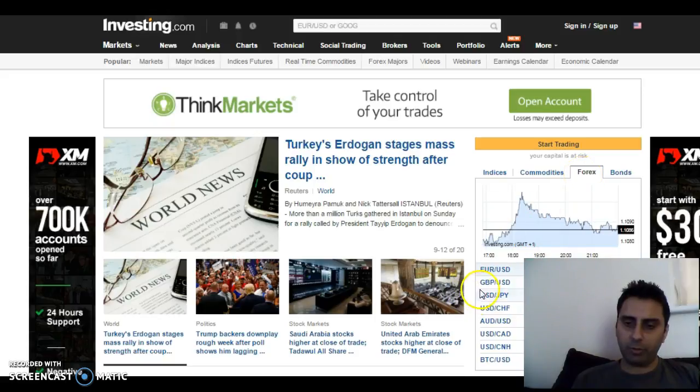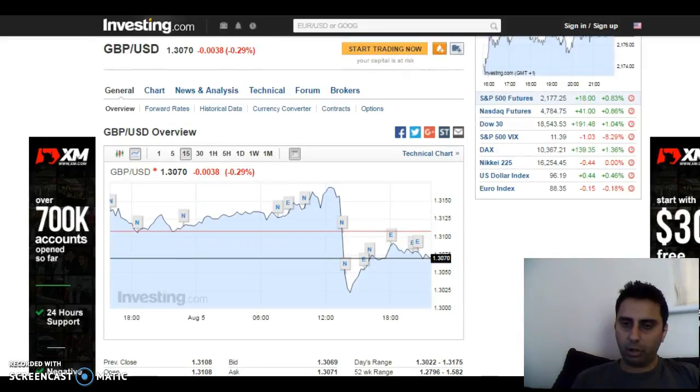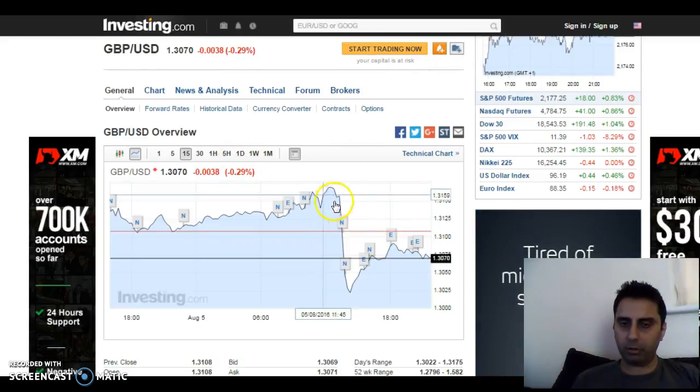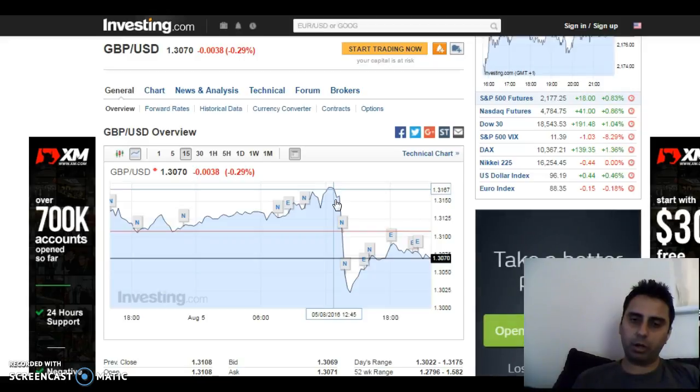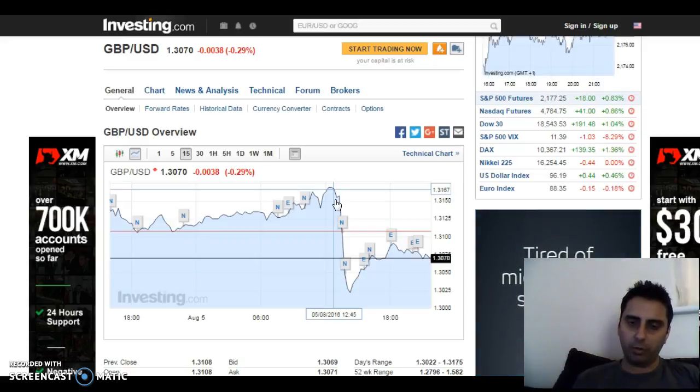Taking a look at the GBP USD, we know that there's been a lot of news alerts surrounding this particular pair. One would have noticed a further dip on Thursday. This is in relation to the Bank of England further cutting its interest rate from 0.5% to 0.25%, causing the pound to hit a new low.